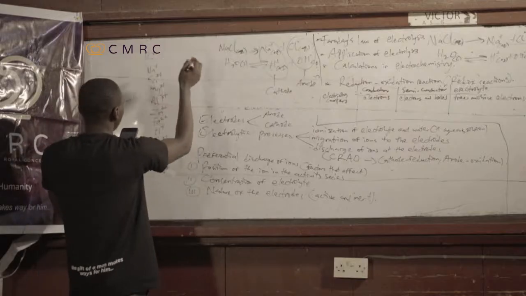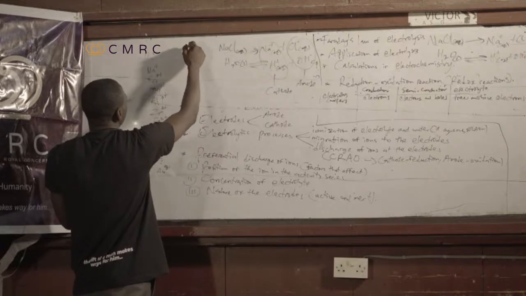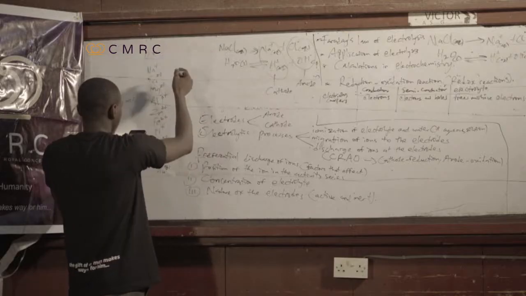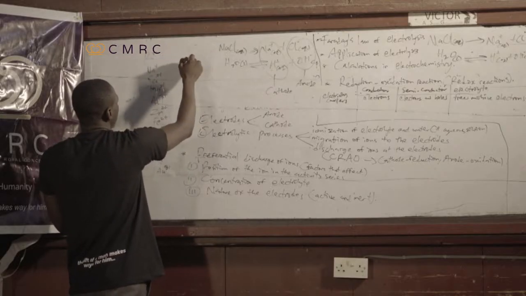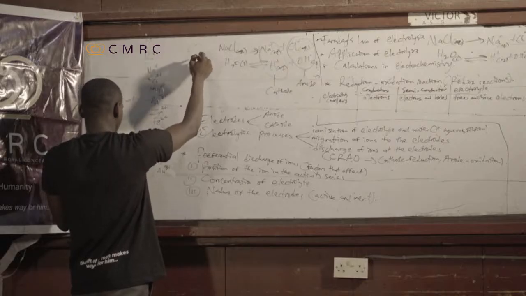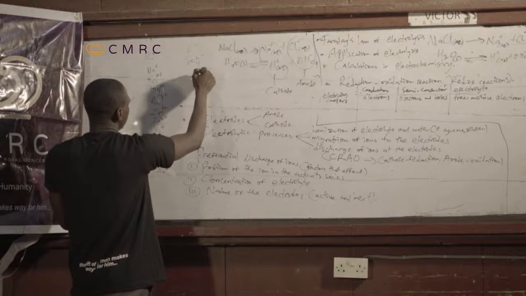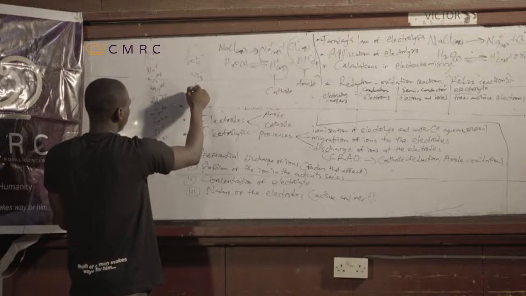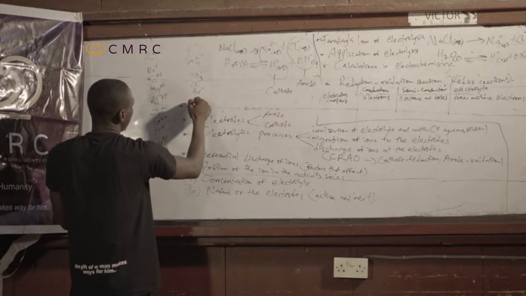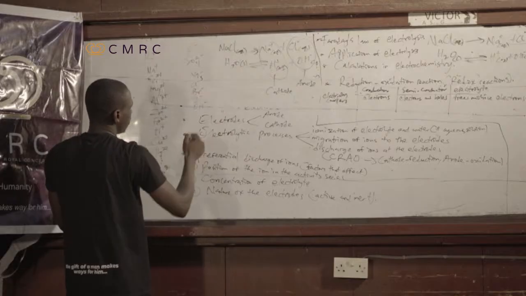Then for the anions, we have our F minus. This is our fluoride ion. Then we have SO4 2 minus. We have NO3 minus. We have Cl minus. We have Br minus. We have I minus and OH minus.